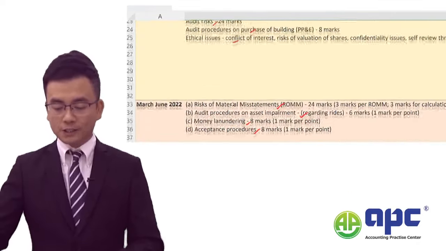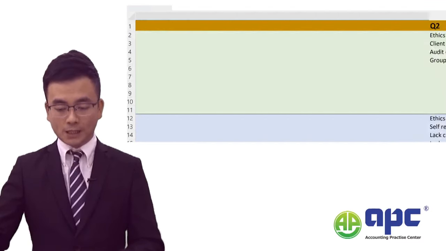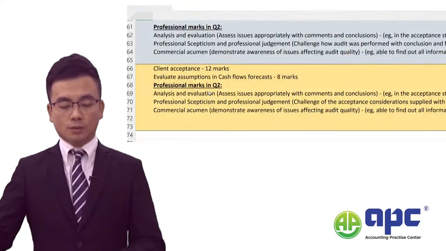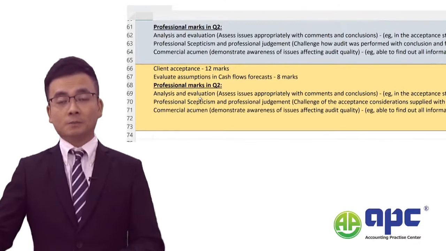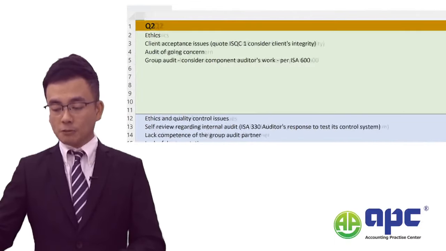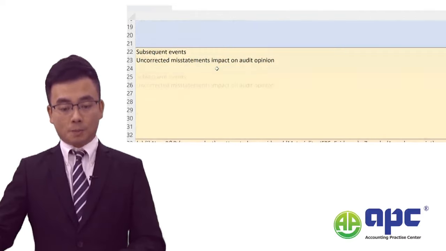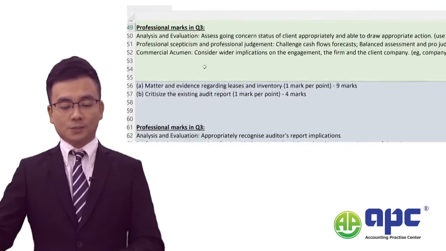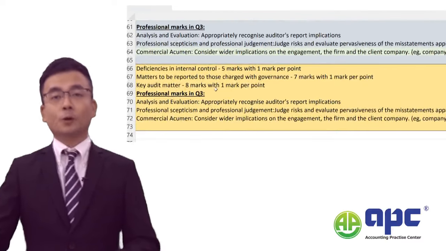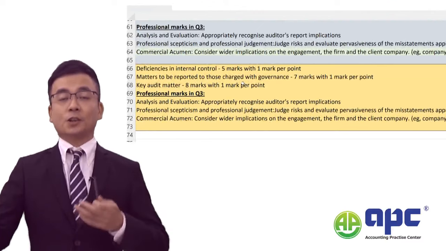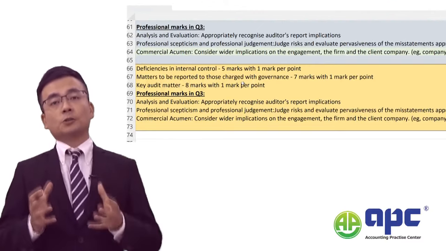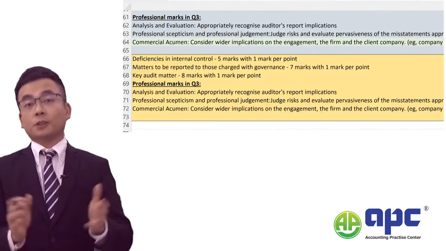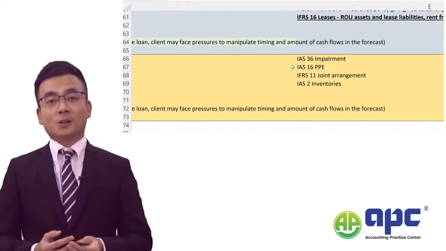Now, what sort of things may have been tested in question 2 in the past? Client acceptance issues, quality controls, and so on have been tested, quite similar each and every time. How about question 3? Audit report, audit report, subsequent events, audit report again, evaluation of assumptions regarding management estimates, and also audit report and internal control. So each and every time, it may be different regarding the audit report. Sometimes it is the general criticism of the audit report or the matters to be considered in the audit report; for example, in June 2023, the key audit matter paragraph was tested.